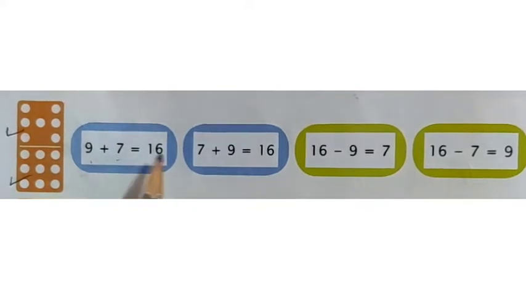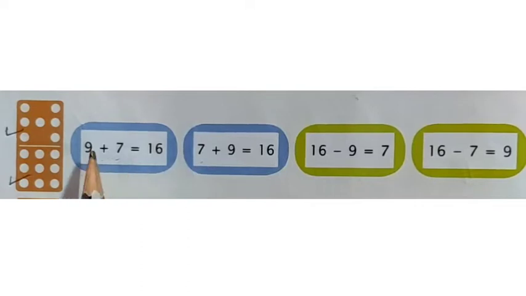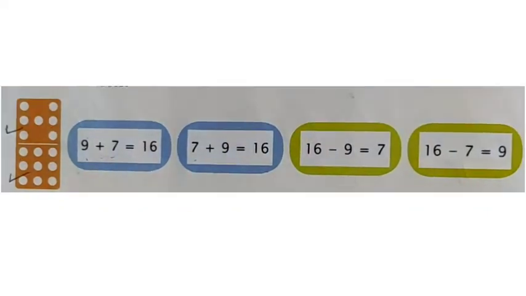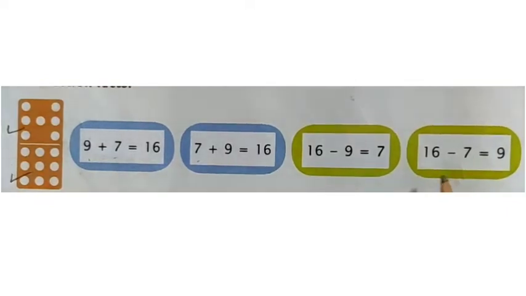So in this first two blue boxes we are writing the addition facts. 9 plus 7 equal to 16. And in the second box, interchange these positions. 7 goes to 9th place and 9 comes to 7th place. So 7 plus 9 equal to 16. These are the two addition facts we are going to write in the blue box. Now let us start the subtraction facts.